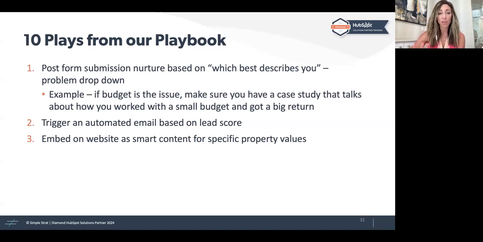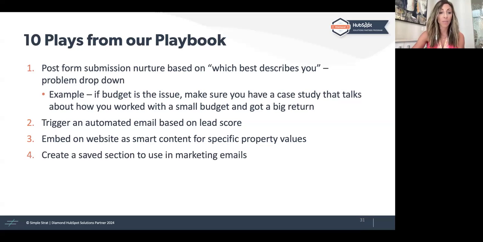Embedding them on your HubSpot website. This is only true of HubSpot websites, not everybody else's websites, but if you use HubSpot CMS, now known as Content Hub, you can embed smart content. So if someone's at a specific place in their journey and they've been cookied and they're in your HubSpot database, you could choose to show this on a page, whereas everyone else who is not at that stage would not see it.